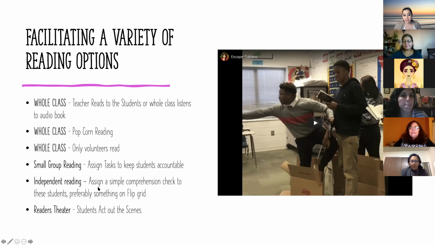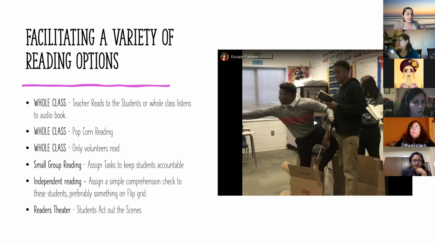Also, independent reading. Some students want to be reading independently, and that's fine. Just because they read independently and finish quickly doesn't mean we're going to give them more work, because that student may not necessarily want more work. So we can give them something to keep them accountable for the reading if they're reading independently.